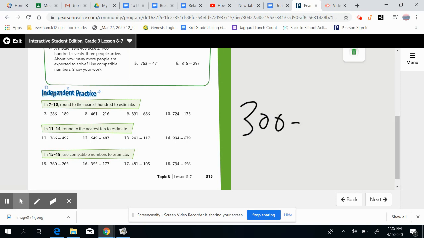Now I have to subtract 189. If I'm doing the nearest hundred, is that closer to 100 or closer to 200? And remember, you can use a number line to help you solve these with rounding if you need to. 189 is closest to 200. So now 300 subtract 200 is 100.